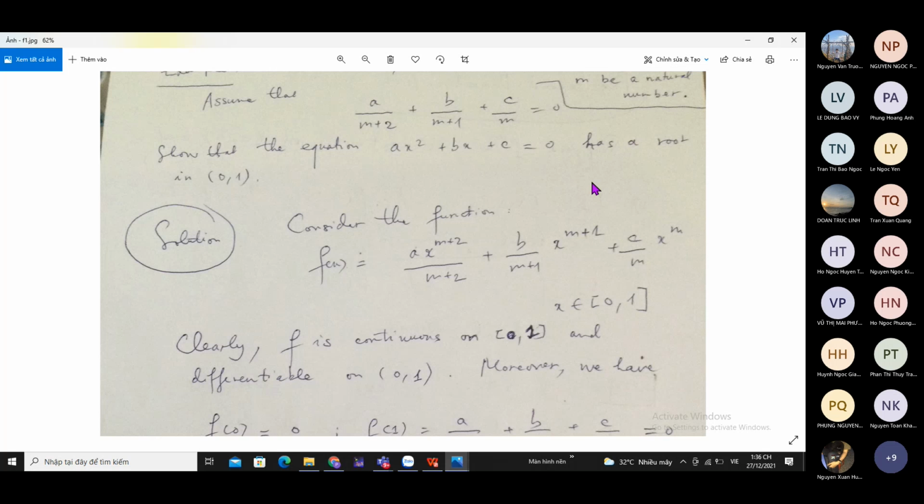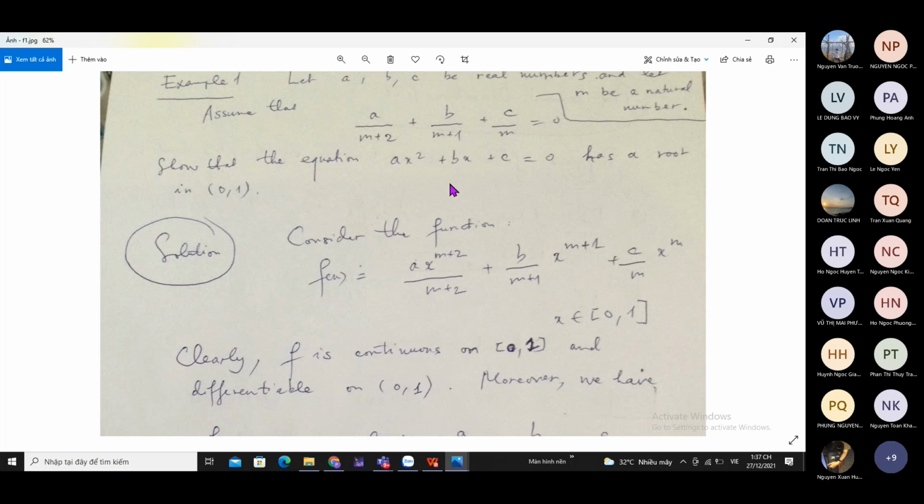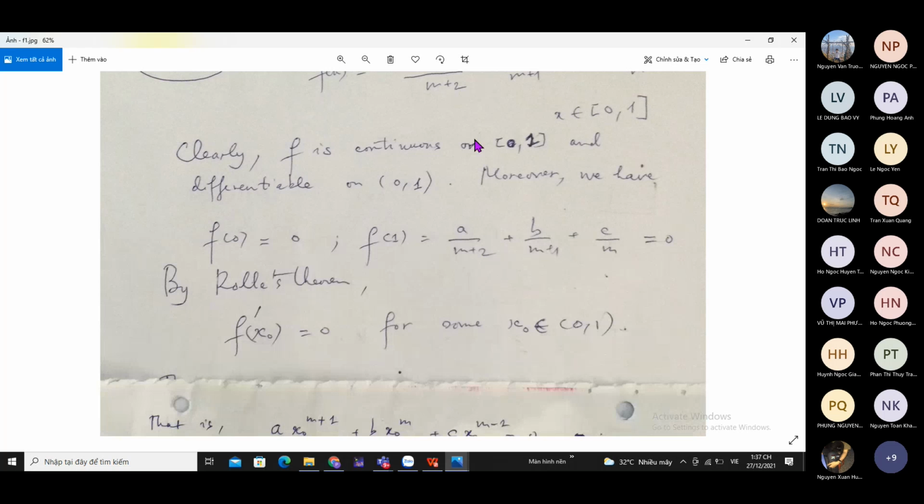Moreover, you have got here f of 0 equals 0. Clear? If we replace x with 0, you have got f of 0 equals 0 plus 0 plus 0, and that gives you 0. All right? And f of 1 gives you a over m plus 2 plus b over m plus 1 plus c over m, and it's equal to 0 by assumption. So the function f satisfies all conditions of the Rolle theorem.